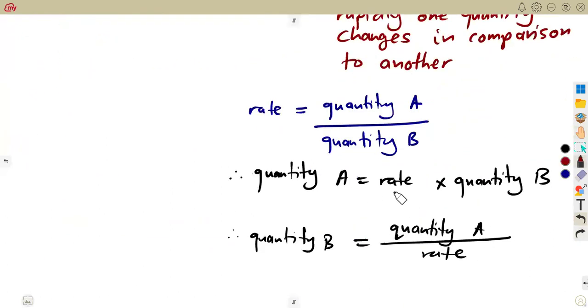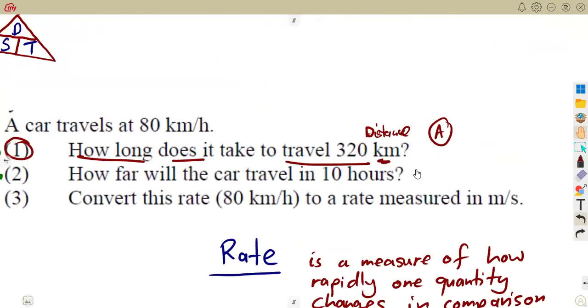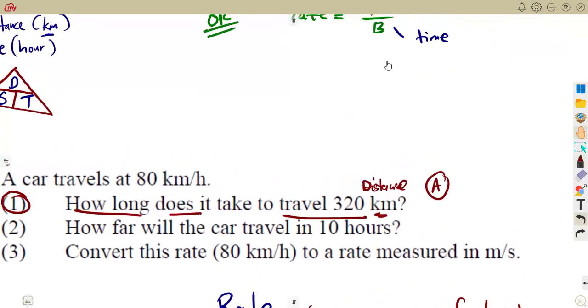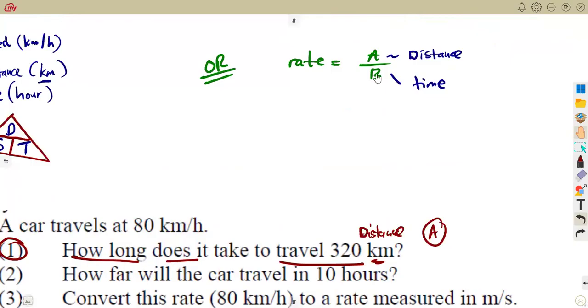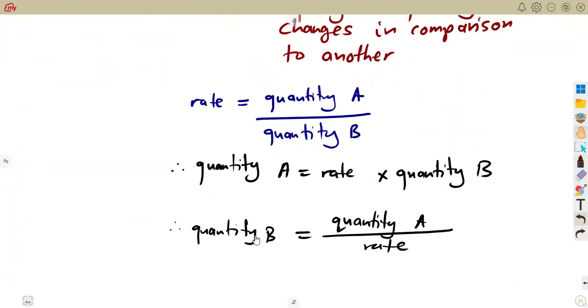Quantity A is equal to rate times quantity B, after making it the subject of the formula. If you are given a certain rate there, you can make the subject. So if you are to calculate the time, B, you have to go back to B. Quantity B is equal to what? Quantity A over what? Over the rate. Depending on what you are supposed to calculate.